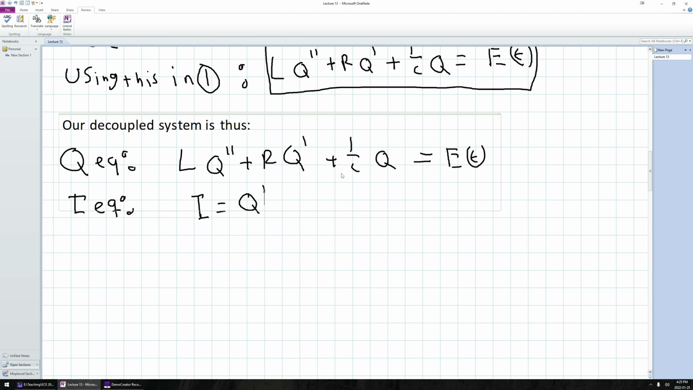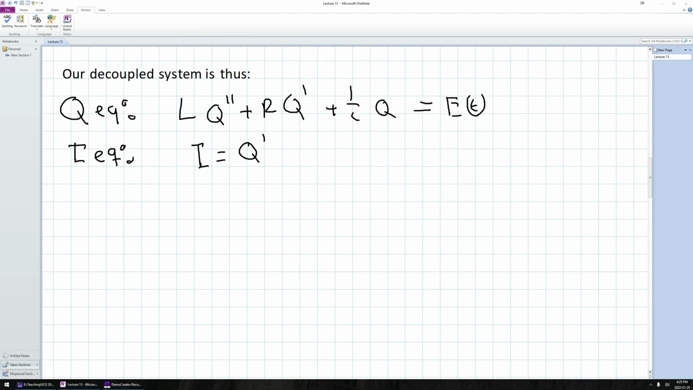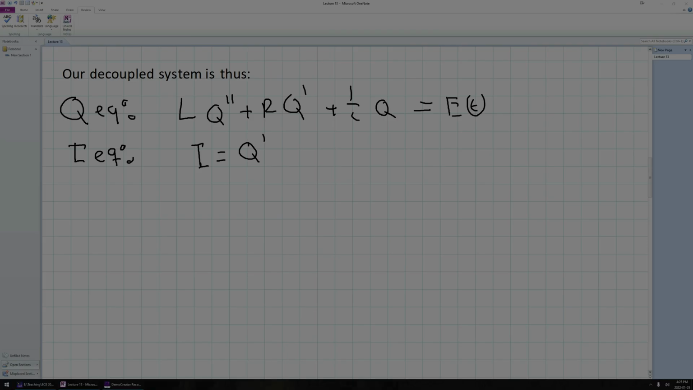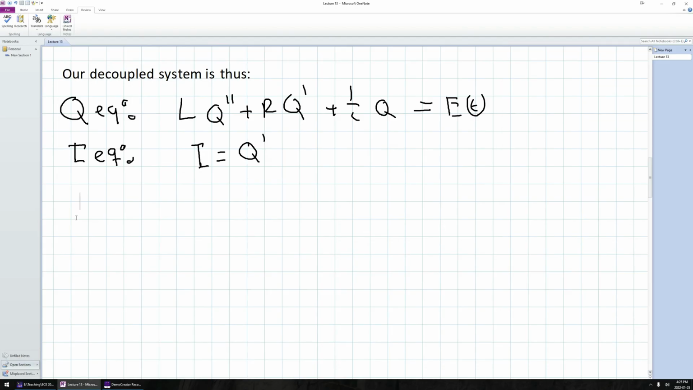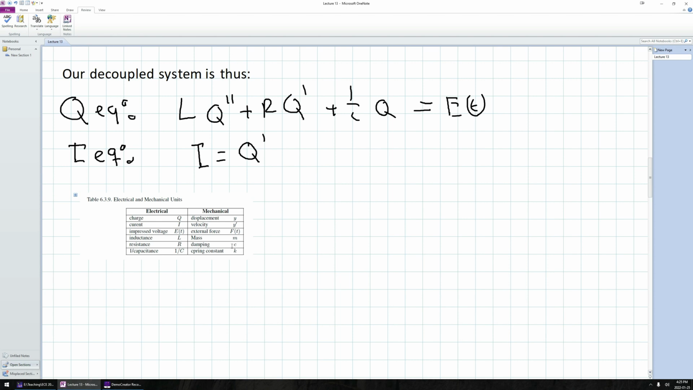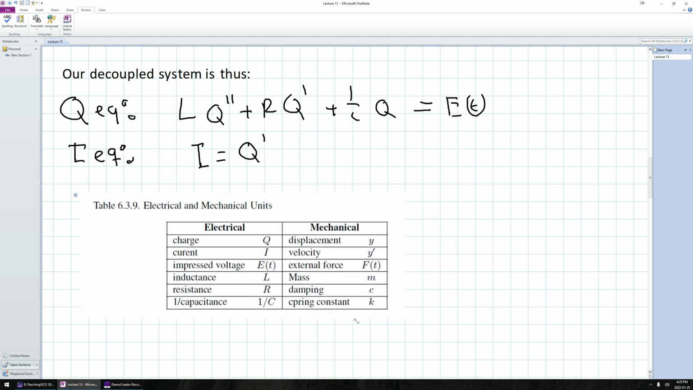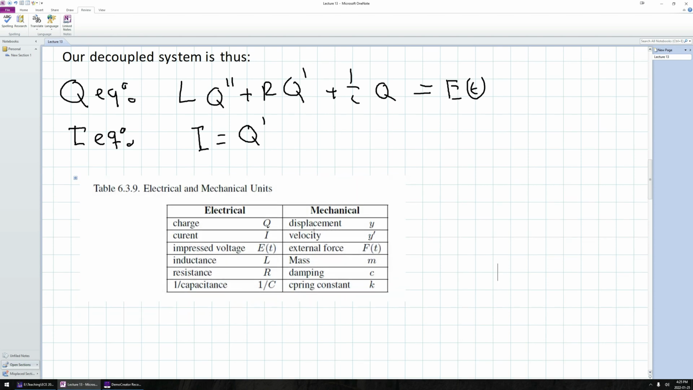Okay, so here I want to make a comment on this table 6.3.9 in the text. So I'll just paste it here real quick. So this table compares what we had for the spring case versus what we had for the electrical case. Okay, so in the spring case, we wanted to solve for the displacement y, and the velocity of the displacement was this y prime.